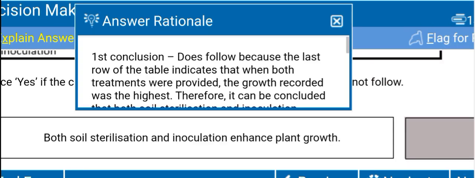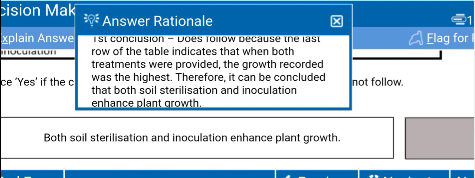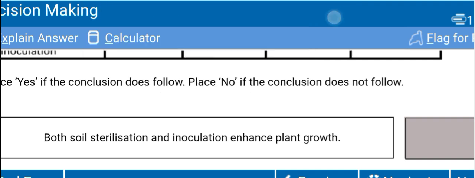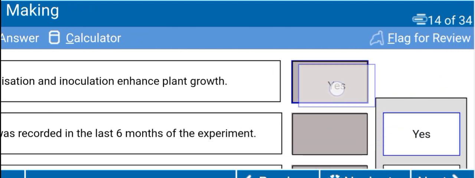So the first conclusion that says both soil sterilization and inoculation enhance plant growth does follow, because the last row of the table indicates that when both treatments were provided, the growth recorded was the highest. Therefore, it can be concluded that both soil sterilization and inoculation enhance plant growth. So this one does follow, so that's why we will drag a yes and drop it here.